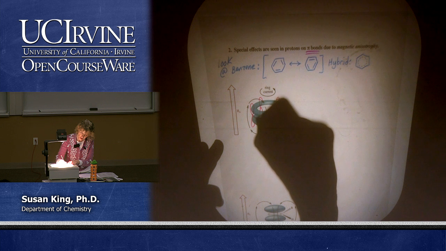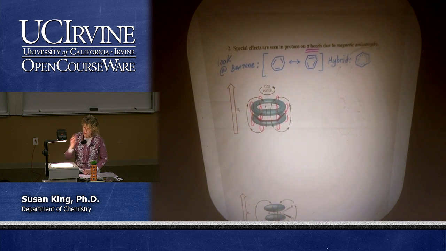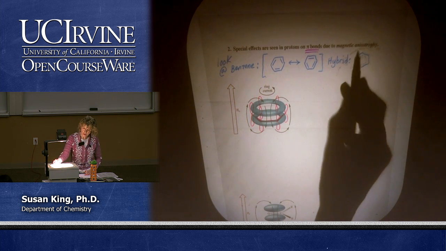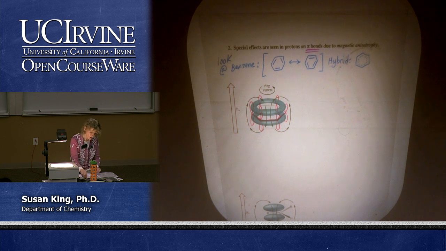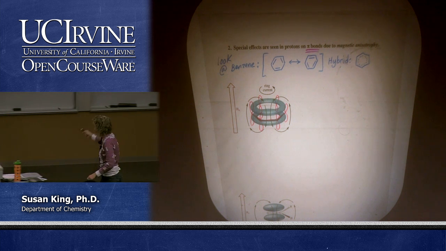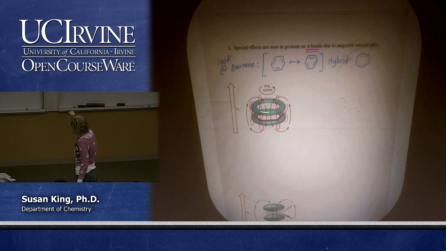So sp2 carbons have an unhybridized p orbital, and because we have continuous overlap all the way around, these electrons overlap sideways. This is the overlap right here. We have it on the top, and we have it on the bottom, so it looks like a donut. That's what we were talking about last time.